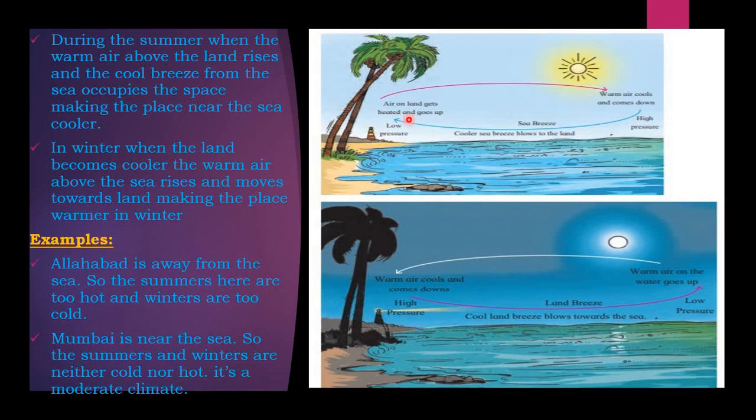So here you can see air on land gets heated and goes up. Warm air cools and comes down. This is a high pressure and this is a low pressure, and this is a sea breeze, and the cooler sea breeze blows to the land. So it is very clear in the picture. Here you can see the warm air cools and comes down, and here warm air on the water goes up. So therefore it is high pressure here, and here it is low pressure because the air is going up. Here it is coming down.